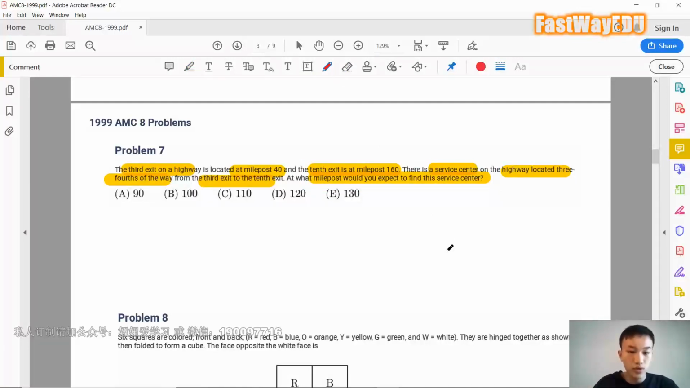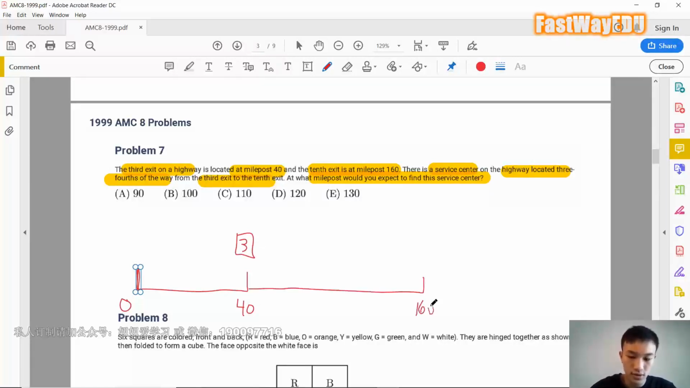All right, so let's call this the beginning of the highway, or 0. We know the third exit is located at milepost 40. So this is 40 miles along. We get our third exit. Obviously we want to draw a clear diagram to see what's going on here. And the 10th exit is at milepost 160. So this is going to be 160. This is the 10th exit.